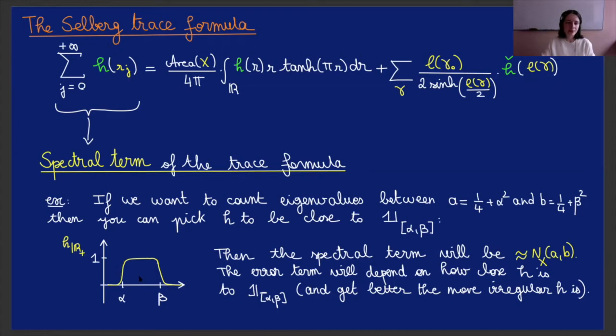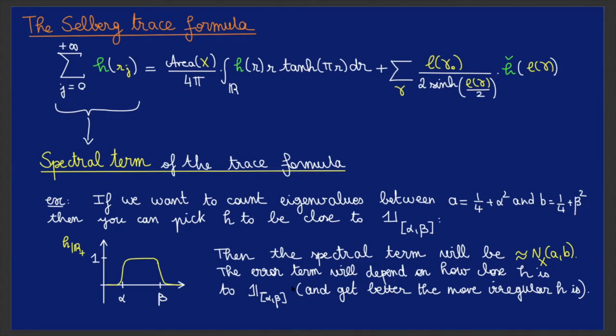And then in this case, you're going to sum over j the indicator function of Rj. So when Rj is between alpha and beta, it's going to be 1 and otherwise 0. That is to say, the spectral term would be approximately the number of eigenvalues between A and B. So this term is going to give you exactly what you want.